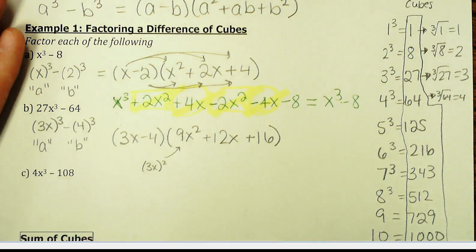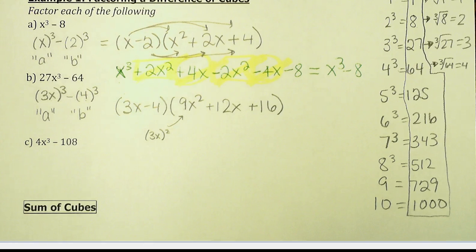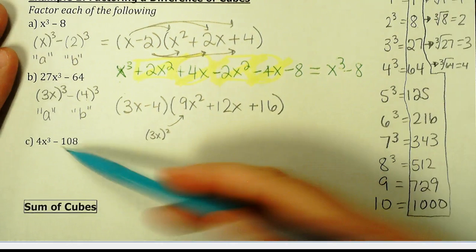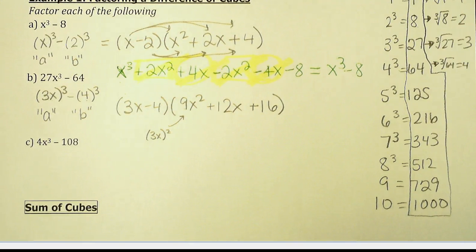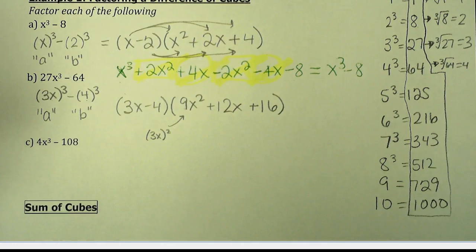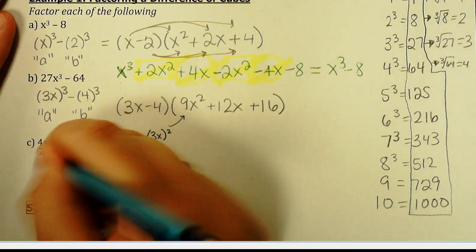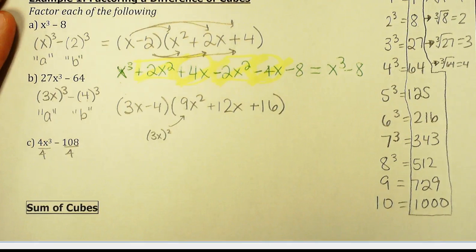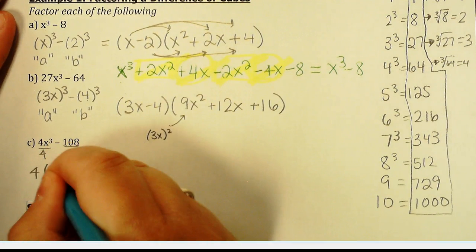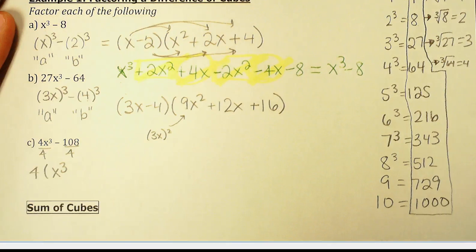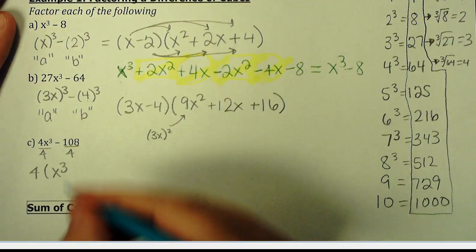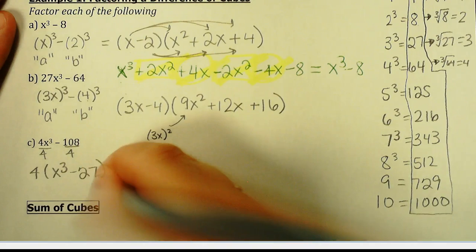Okay, now I have one more example. This one, if you guys notice, those two numbers are not on the list that I've got over there. So if that happens and it's set up in this format, what you want to see is, okay, is there a greatest common factor? So both of these numbers are divisible by 4. So we're writing the factored form. So I'm going to take a 4 out in front. And if you take 108 and divide that by 4, you're actually going to get 27.